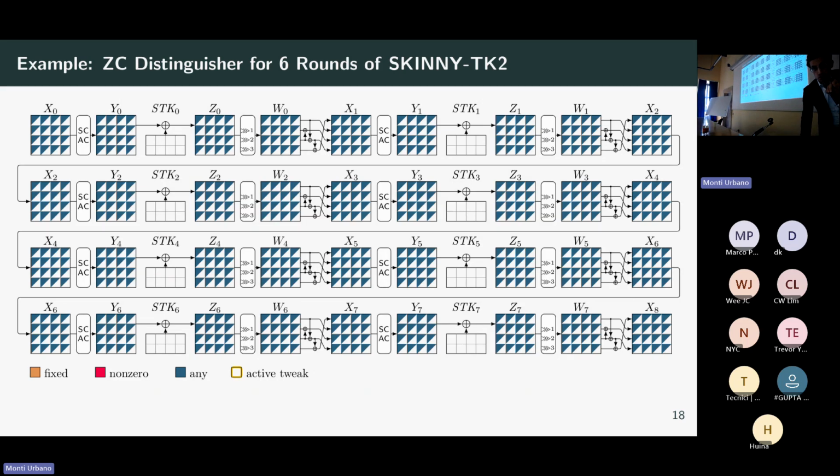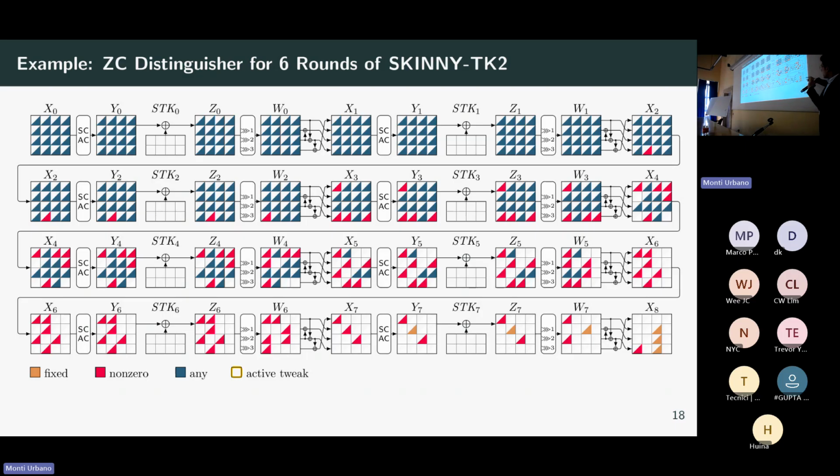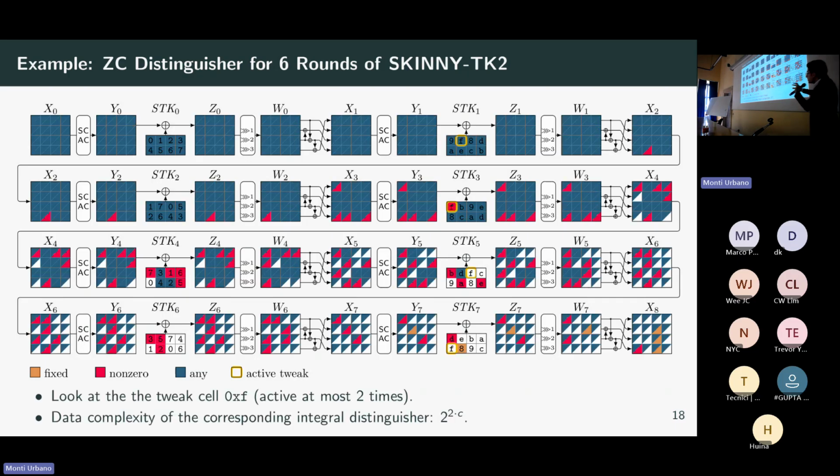And then choose this output activity pattern and propagate it backward with probability 1. Now let's put them together. When you put them together, you will see that if you track tweak cell number F, it is activated at most 2 times. As you can see, the position number F is activated at most 2 times. According to the theorem, this is already a zero correlation distinguisher.